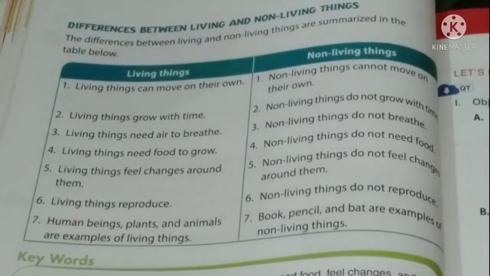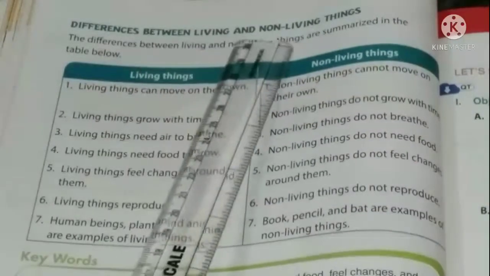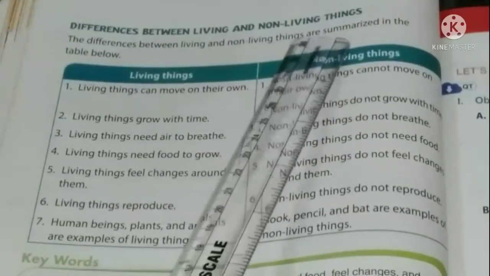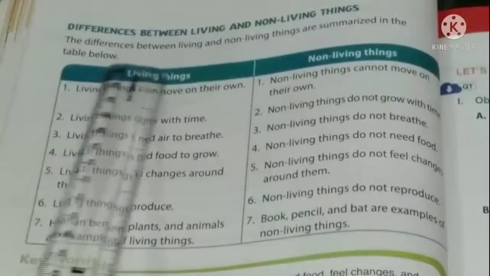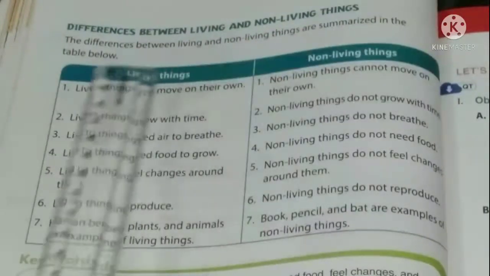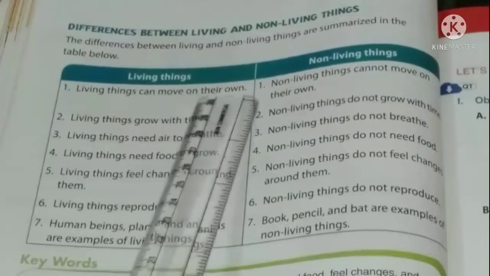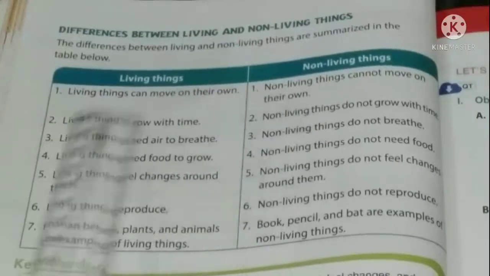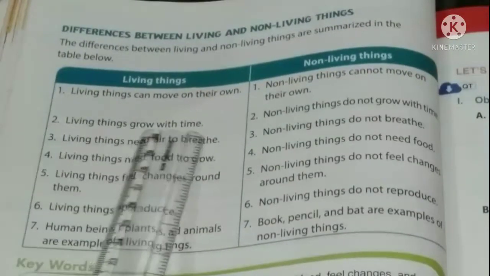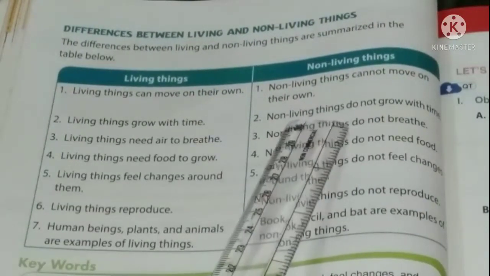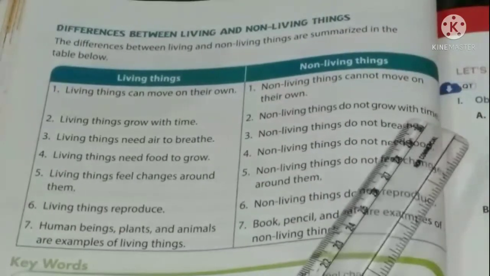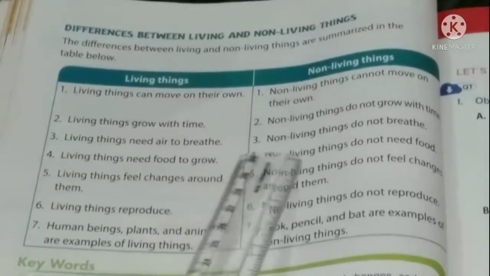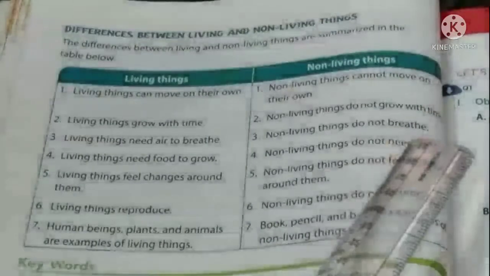Page number 64, differences between living and non-living things. The differences between living and non-living things are summarized in the table below. Living things can move on their own. Non-living things cannot move on their own. Second point, living things grow with time. Non-living things do not grow with time. Third point, living things need air to breathe. Non-living things do not breathe.